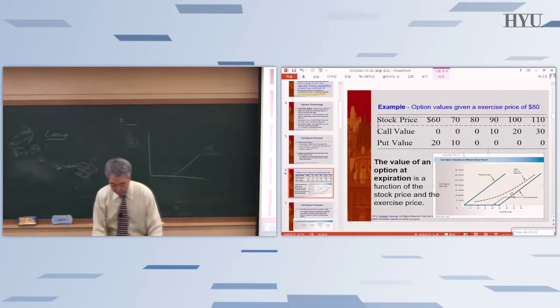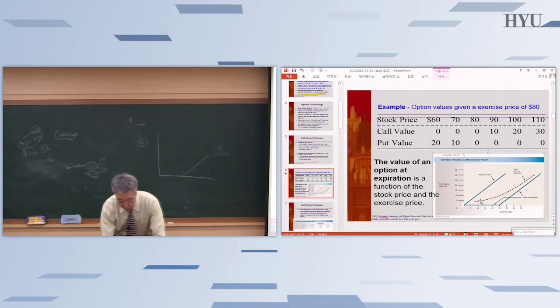Maximum value. Well, maximum value is exactly the stock price, right? So this is the same 45-degree line starting from the origin here, right? So every time stock price increases, maximum value increases. That's about it, right? Okay.